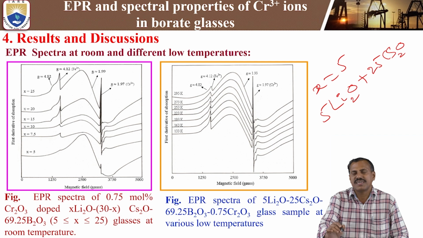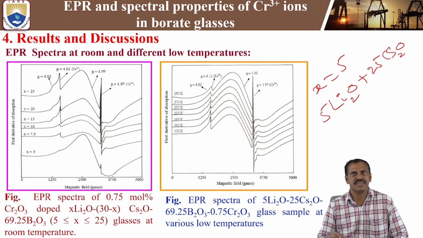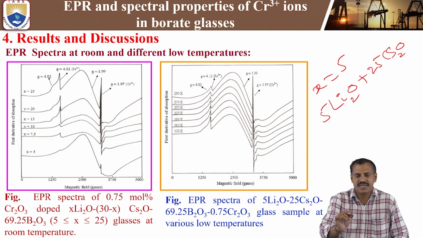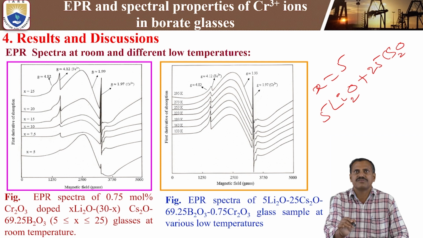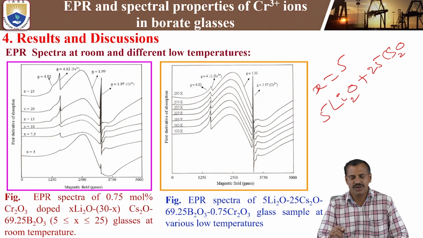In the same way, additionally, we are getting one more peak, that is g = 1.97. That is mainly due to the chromium 5+ ion state. So generally, in Cr2O3 doped with chromium 3+, we are getting the chromium 3+ resonance peaks at the low magnetic field resonance signal, g = 4.8, to the higher side, g = 1.99.